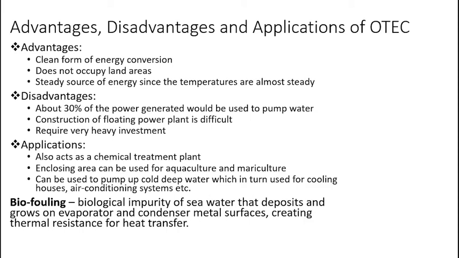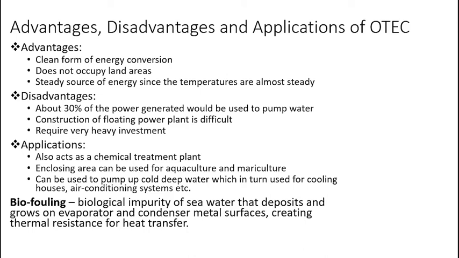Okay, and now let's see the disadvantages. So about 30% of the power generated would be used to pump water in OTEC system. So of the power generated, 30% we again use to pump water. So this is a main disadvantage of using OTEC. And its construction of floating power plant is difficult and it requires very heavy investment. So these are the disadvantages of using OTEC plants.